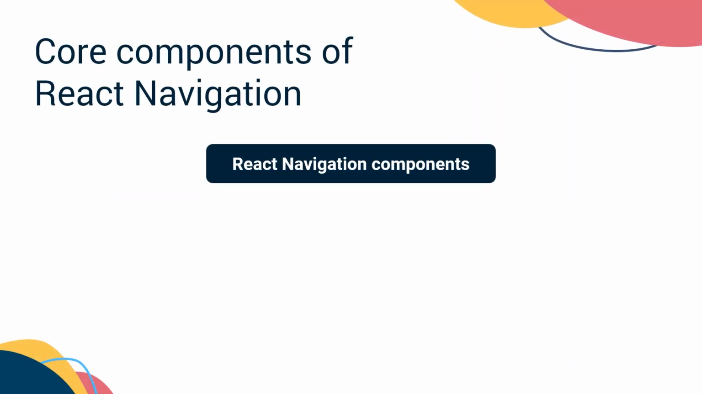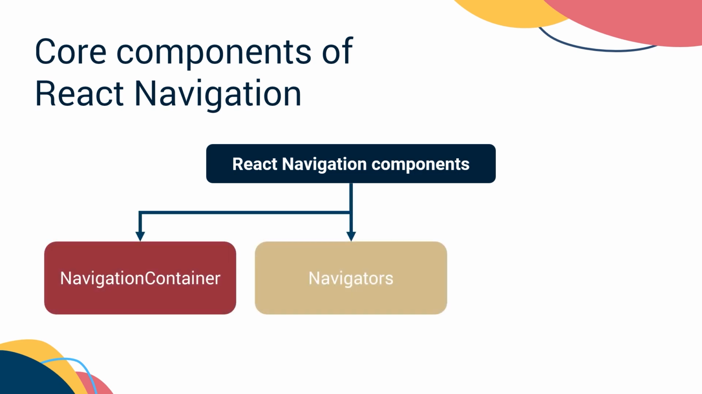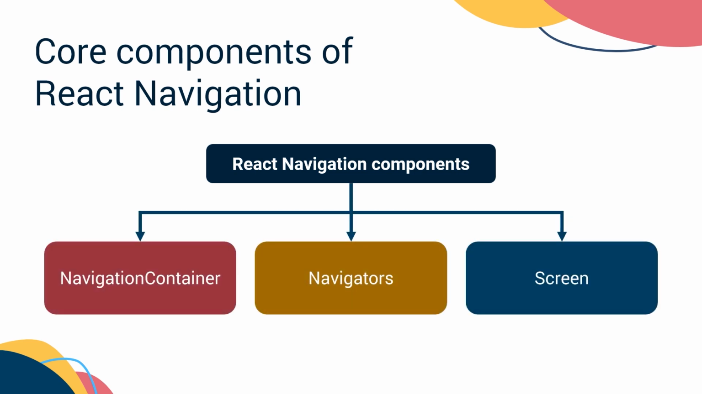React Navigation provides some core components that control your app's navigation. These components are Navigation Container, Navigators, and Screen. Understanding these components is critical to applying navigation in React Native applications. Let's explore each core component along with its syntax.